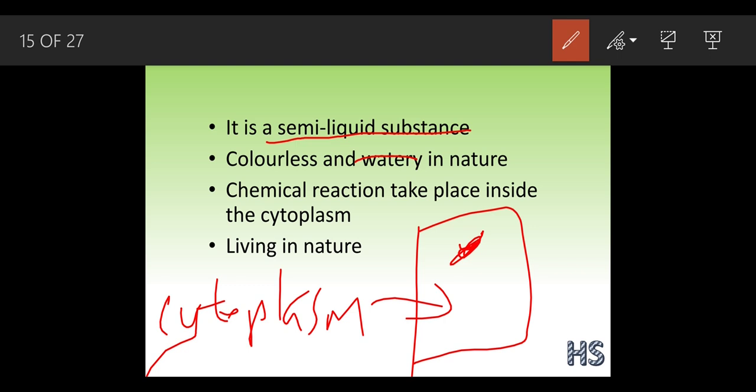This point is very important because this is the function of the cytoplasm. What is the function of the cytoplasm? All the chemical reactions are going to take place inside this cytoplasm. This cytoplasm is also living in nature, but we are going to understand this chemical reaction part in detail when we learn about more organelles which are present inside this cytoplasm.